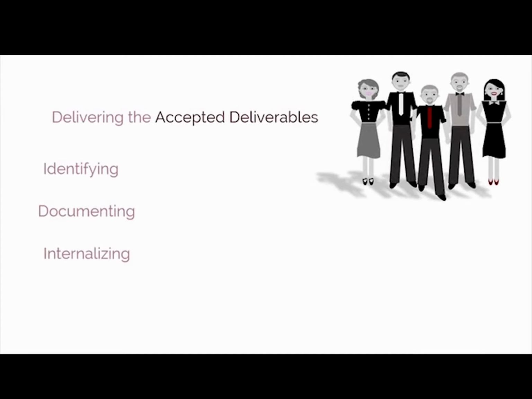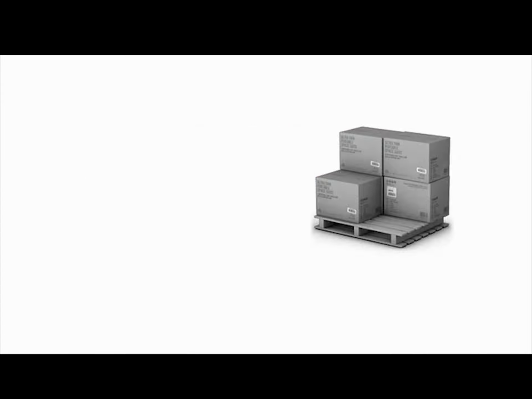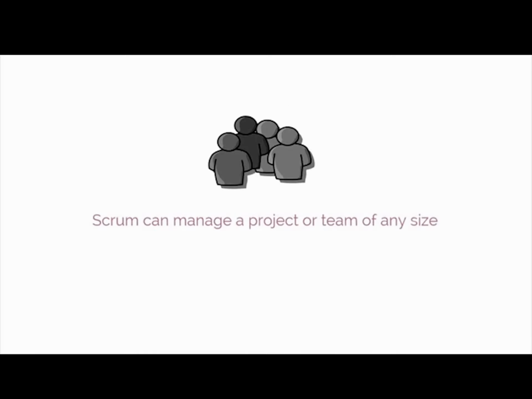The release phase emphasizes delivering the accepted deliverables to the customer and identifying, documenting, and internalizing the lessons learned during the project. The term product in the SBOK Guide may refer to a product, service, or other deliverable. Scrum can be applied effectively to any project in any industry, from small projects or teams with as few as 6 members to large, complex projects with up to several hundred team members. Let's see the release phase processes, which are as follows.